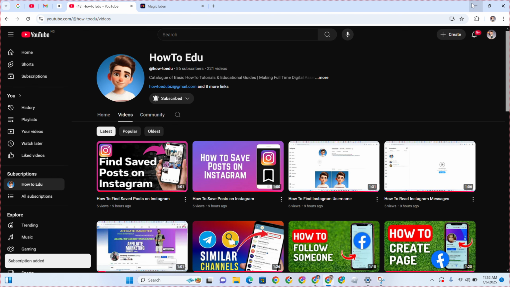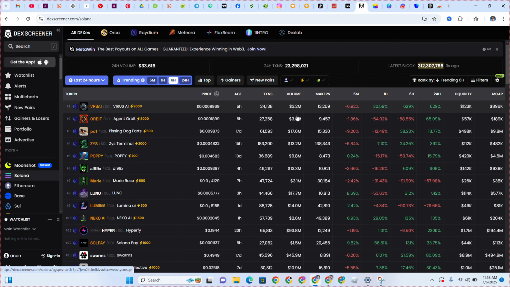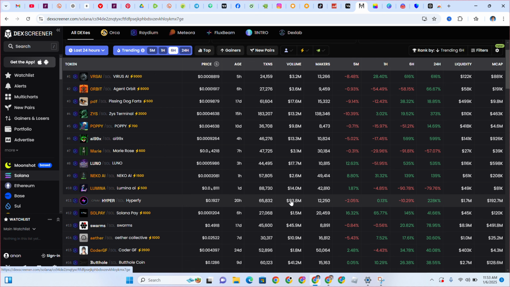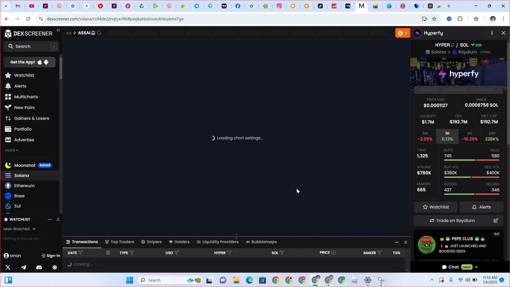Now, the total volume of a Memecoin means the total amount or total number of trading volume that has entered, right? So look at this token right here. This token has a total volume of $93 million, right? So it means that this amount has been traded in this meme coin in some couple of time.